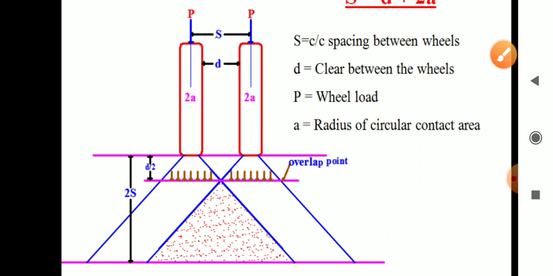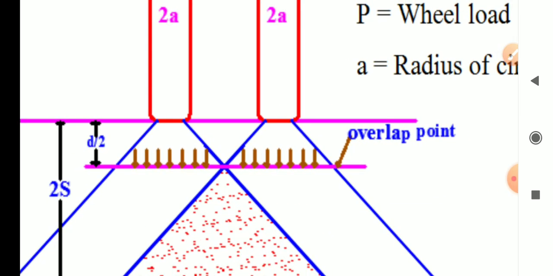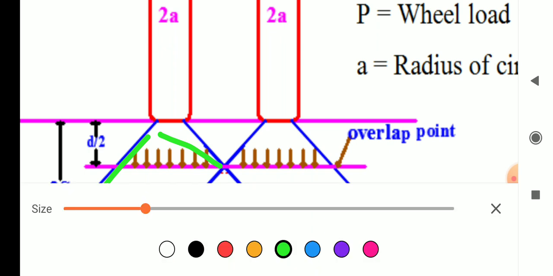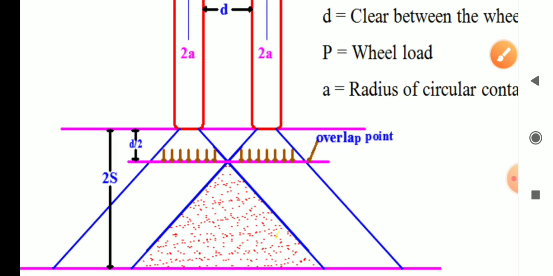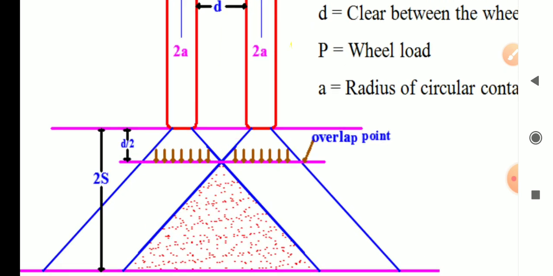The same case applies here, because I am talking about one wheel. Initially the stress will be more here, and later it goes on decreasing. Similarly here also, initially the stress is more, and later it decreases. So contact pressure means the stress developed because of the wheel, and some contact pressure will be developed below, at the bottom of the pavement.